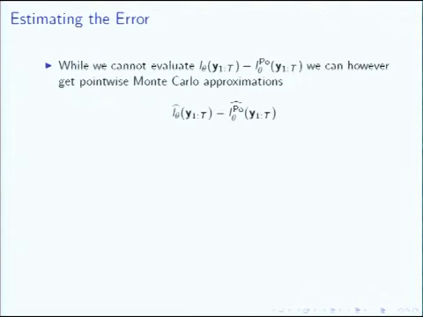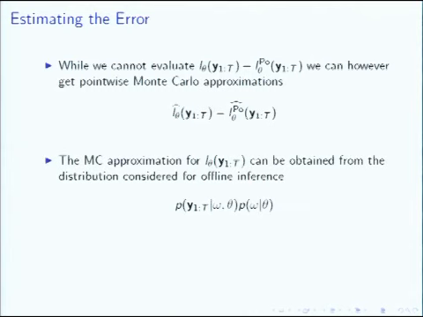Okay, estimating the error and the bias in the likelihood. While we cannot evaluate this difference, we have a Monte Carlo approximation of this, which is given by our particle implementation. But where are we going to get a Monte Carlo approximation of the true likelihood? If we had one, at least then we could get some indication of the bias introduced. Well, this is where it's going to come from.